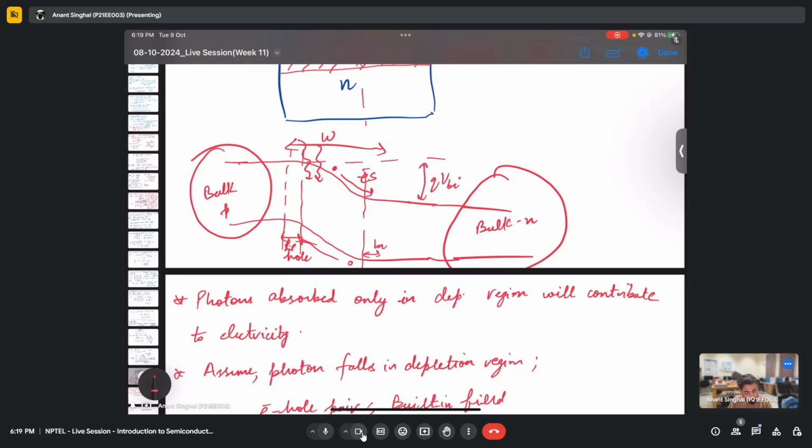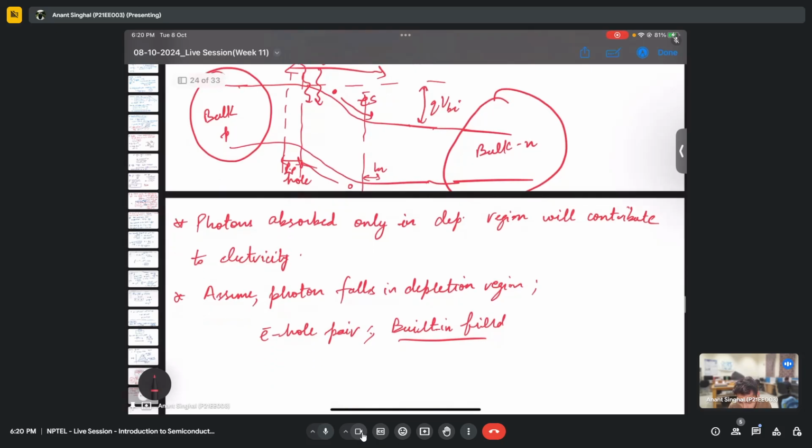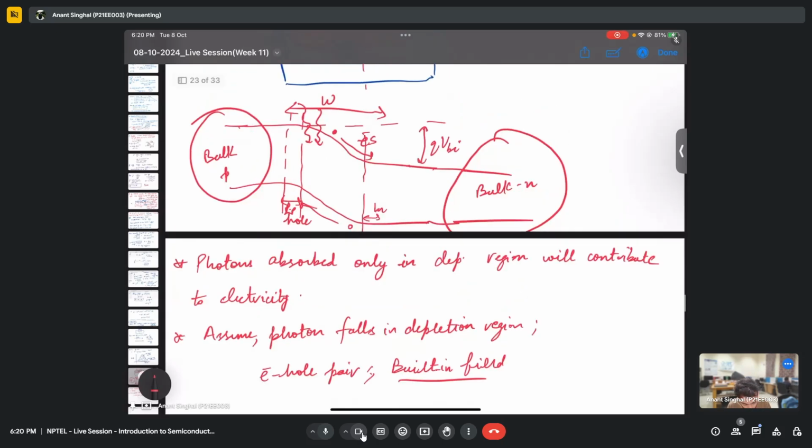So this field will basically sweep the electrons towards the N side, and the holes towards the P side, which will eventually lead to a current flowing, in the direction opposite to the current direction for a forward bias junction. So as I said, these electrons are going here, so the current will be here. The holes are here, so, sorry, the current will be here. So we will have a certain current flowing due to the electrons going from P side to N side, and the holes going from N side to P side.